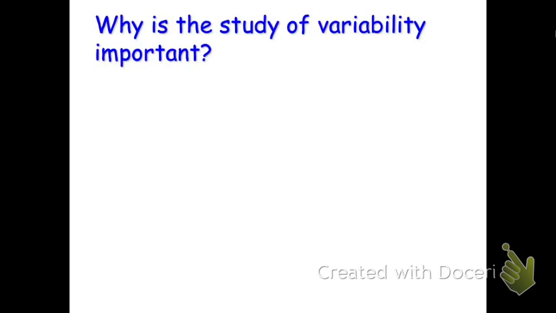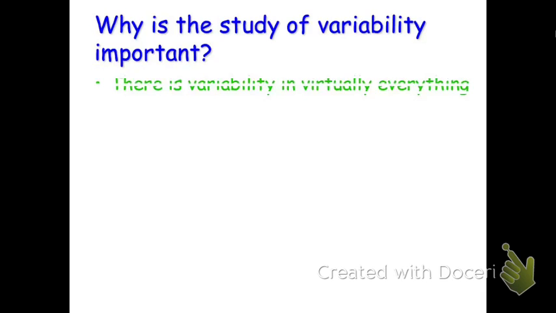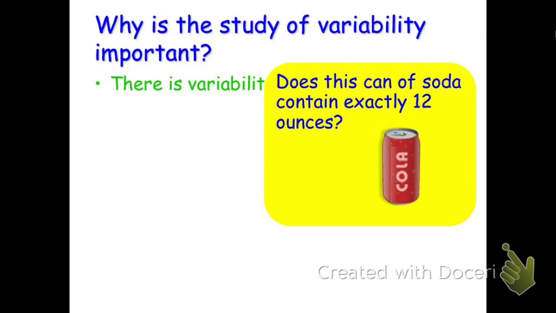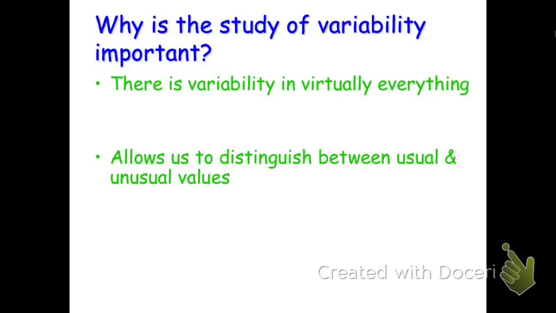So the next thing we're going to talk about is variability. We have talked about center last class. Center was mean, median, and mode. Variability, we're going to learn all of the parts of variability today. So variability, remember, is in everything. It's compared to that example we talked about on the first day. If you buy Dr. Pepper cans, they're not all going to have exactly 12 ounces, so it's going to vary from Coke can to Coke can or Dr. Pepper can. It allows us to distinguish between usual and unusual values.